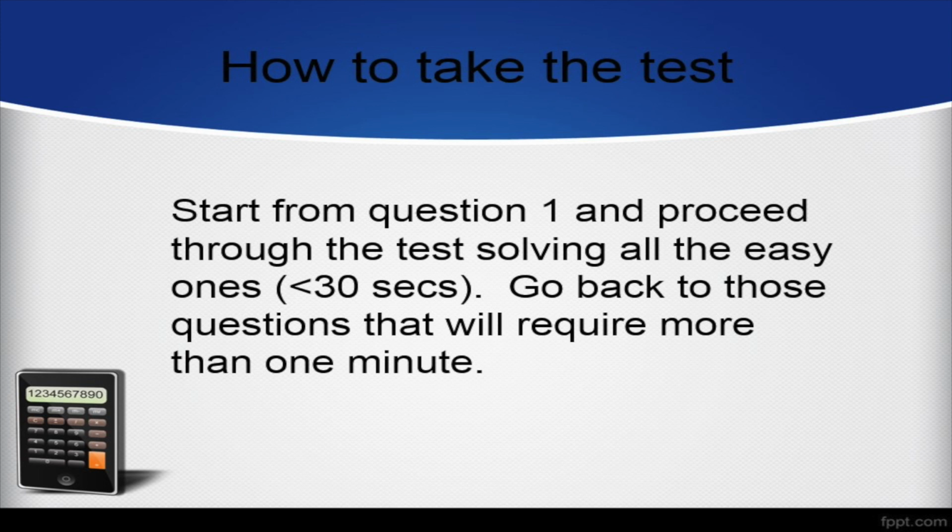The process for taking the test in general is start from question 1 and go through the test. Now that may seem obvious, but remember, you have roughly an average of a minute per question. So just go through. If you can answer a question in less than 30 seconds, do that. Go through and answer all the easy ones first. You don't want to run out of time and forget points on the board. You want to solve all the easy ones and get all the points you can. This also gives you more time down the road for more complex problems.